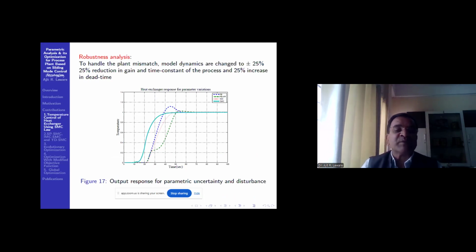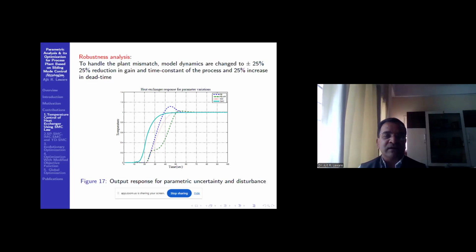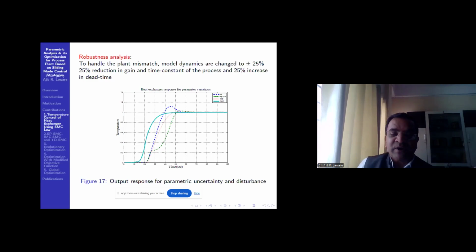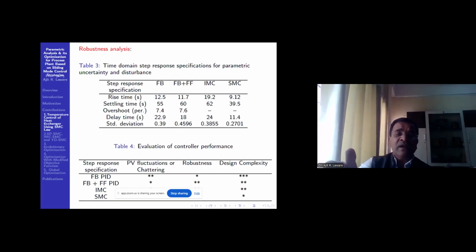And here plus minus 25% reduction in gain and time constant of the process, and 25% increase in the dead time, has been taken. And here the gain and time constant are okay, the gain doesn't change here, only the time constant and dead time have been changed over there. Then related to the robustness, these are the quantitative performances of the heat exchanger system.